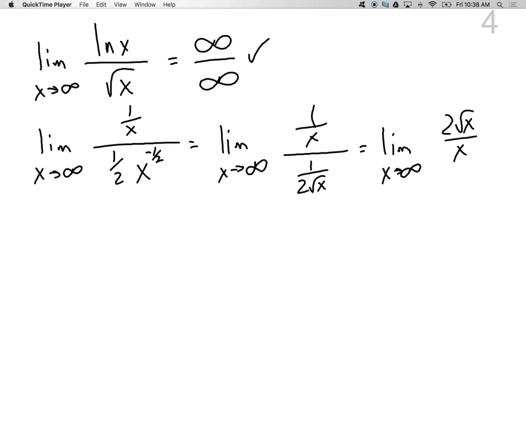Plug and chug. What's 2 times the square root of infinity? Infinity. Sid, what's infinity? Infinity. Good job. Oh, look, another indeterminate form. What shall we do? Cry. Good. Option 1, cry. Option 2, Sid? I don't know. Sure you do. You don't know or you don't want to know? Right.